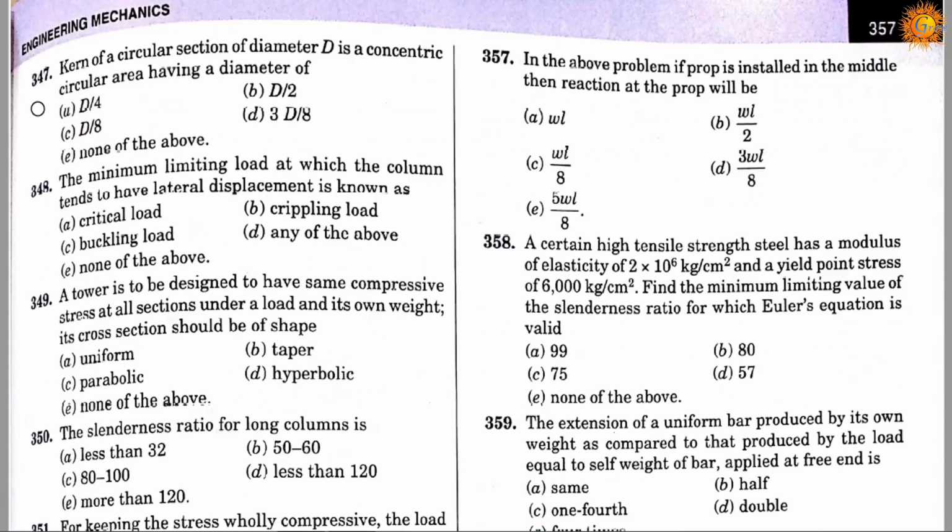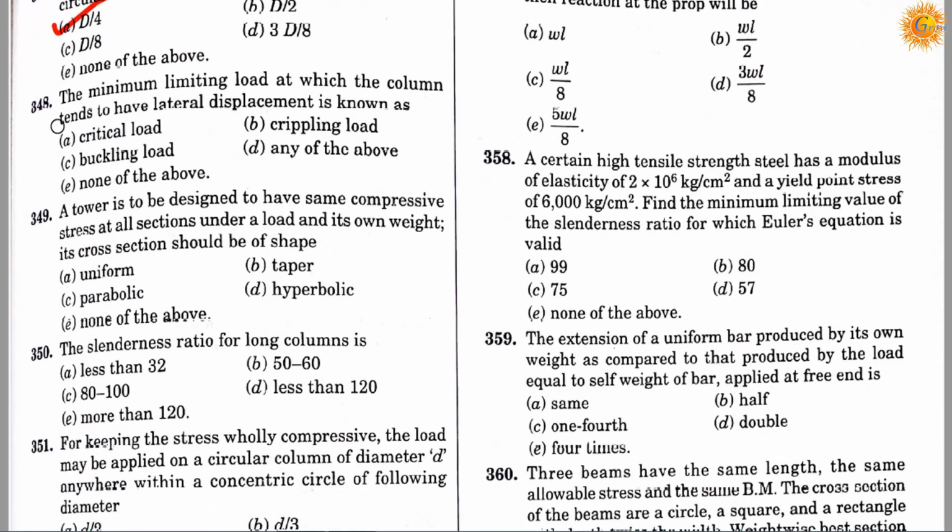Question number 347. Kern of a circular section of diameter capital D is a concentric circular area having a diameter of option A D/4, option B D/2, option C is D/8, option D is 3D/8, option E is none of the above. Correct answer is A. It will be D/4.